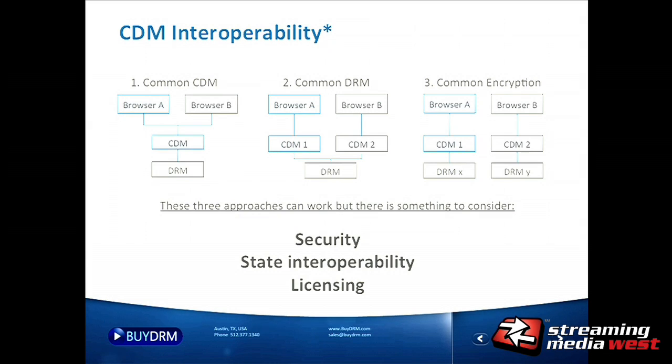There are basically three ways of content decryption model interoperability. There could be a common CDM, there could be one common DRM but different content decryption model implementations, or there could be common encryption and we can completely rely on common encryption interoperability. But still, there are a few items which we have to consider: security, state of interoperability, and licensing. Let me give you a few details about that.